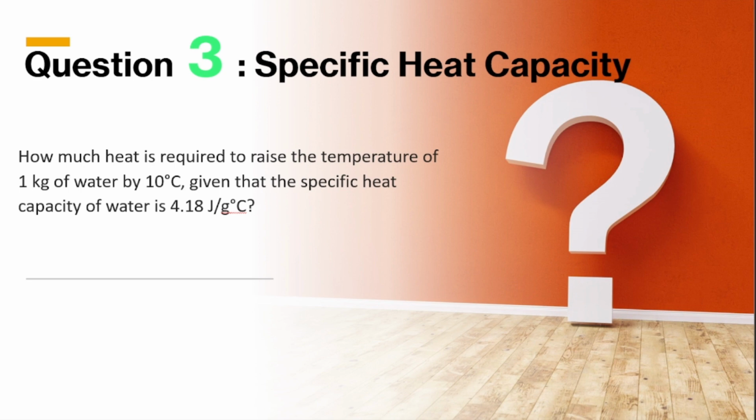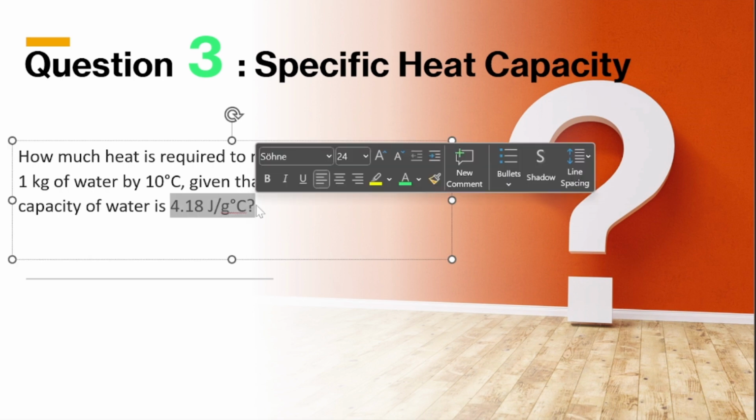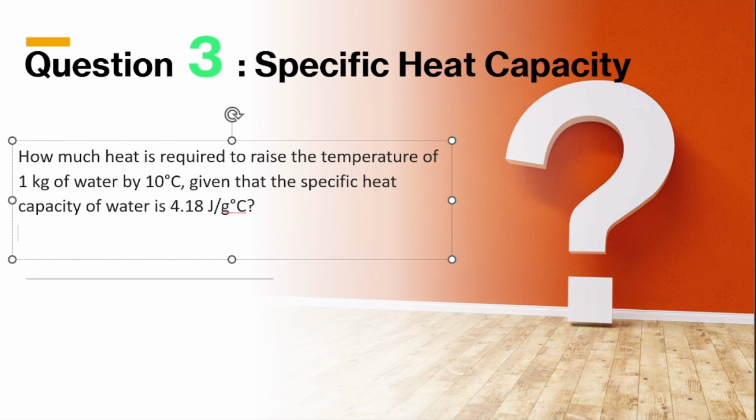How much heat is required to raise the temperature of 1 kg of water by 10 degrees Celsius? Given that the specific heat capacity of water is 4.18 joule per gram degree Celsius. Now I hope you have noticed that there is a change in the unit of specific heat capacity. Earlier it was 4184 or 86, I don't remember exactly, joule per kg degree Celsius. Now it's 4.18 joule per gram degree Celsius.